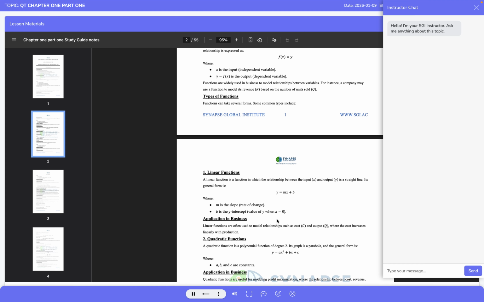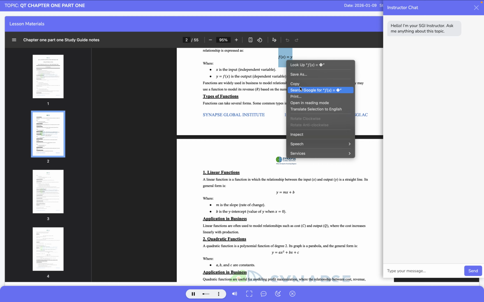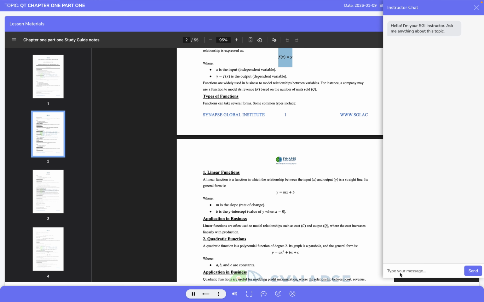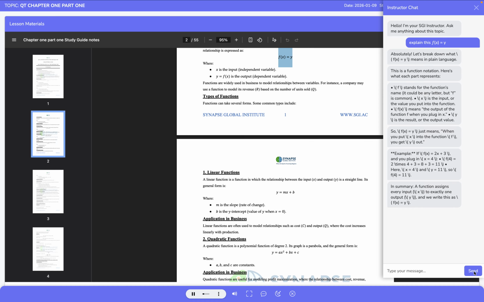Functions can take several forms, and there are a number of common types that you will encounter frequently in business analysis. A linear function is one where the relationship between the input x and the output y forms a straight line. Its general form is y = mx + b. In this equation, m represents the slope, which is the rate of change, and b represents the y-intercept, which is the value of y when x equals 0. In business applications, linear functions are often used to model relationships such as cost C and output Q, where cost increases in a constant, predictable way as production increases.